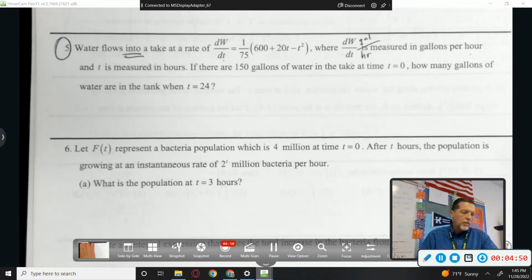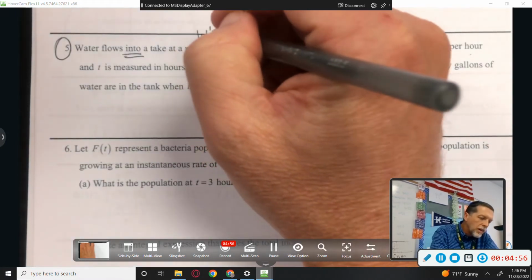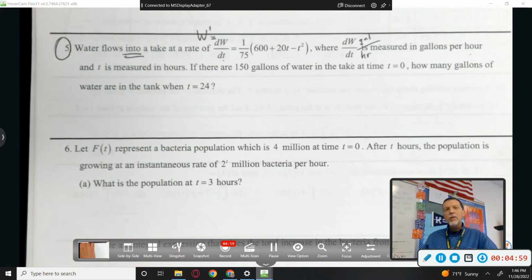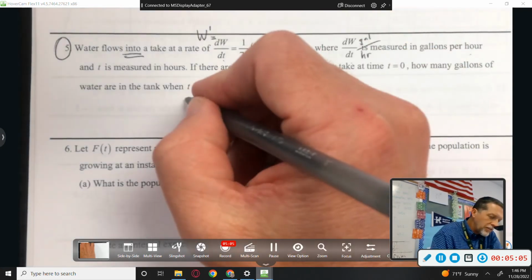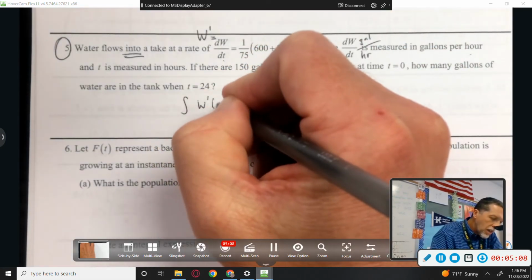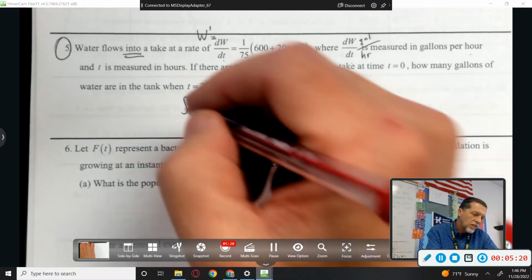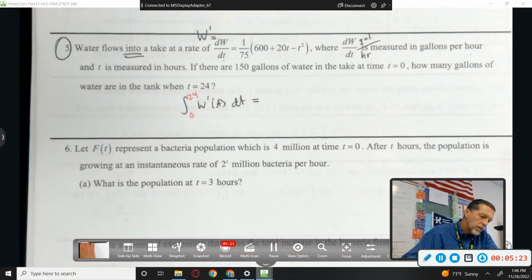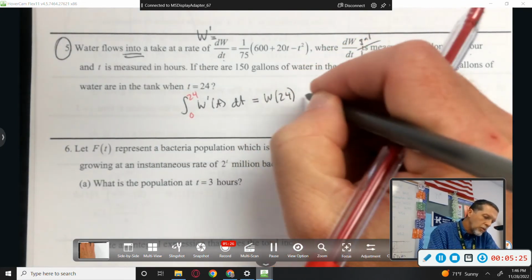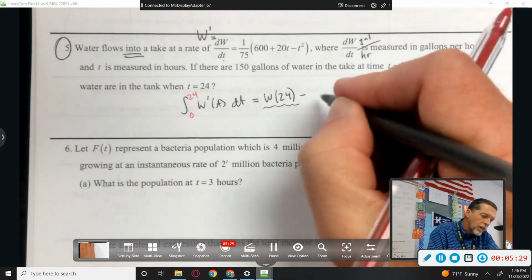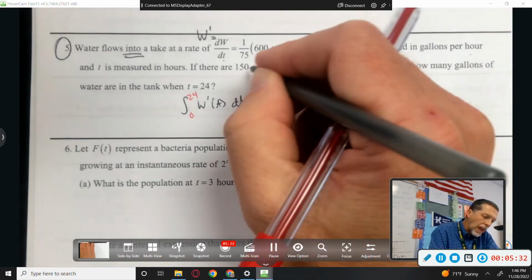Okay, so it gives me dW dt, which is f prime, which is w prime, and asks me for things about w. So I need to antiderivative w prime to get things about w. What t values should I use? 0 to 24. So w of 24, which is what they're asking for, minus w of 0, which they gave us.